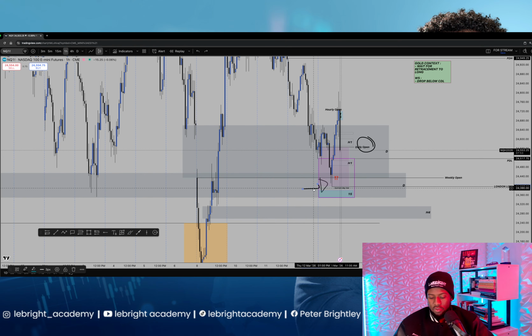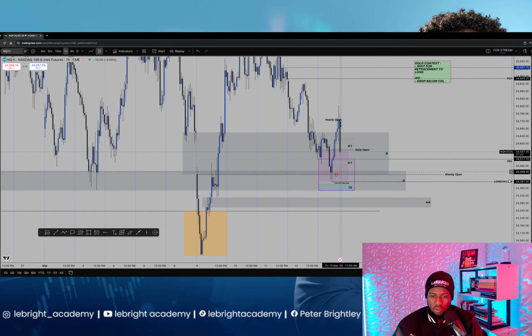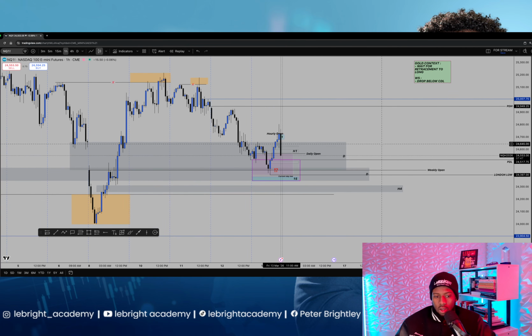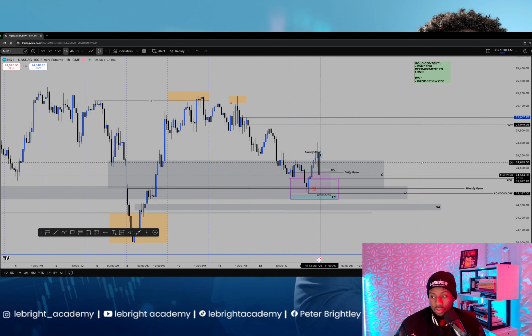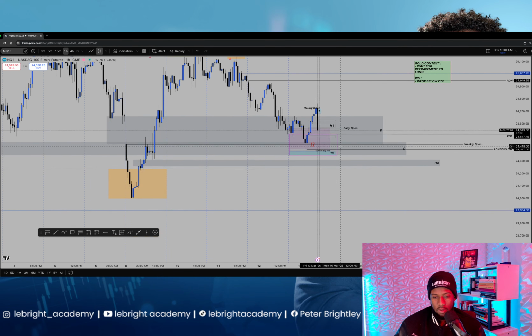No, just one of these. Okay. But we still get it right though. We still get it right. Wait for retracement too long. Worst scenario, drop below current day low. So if we drop below the current day low, we're gonna have the worst scenario.